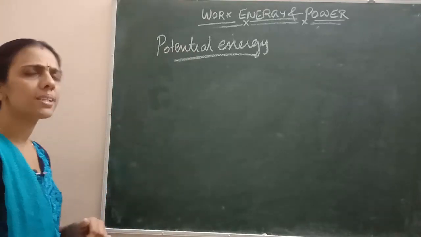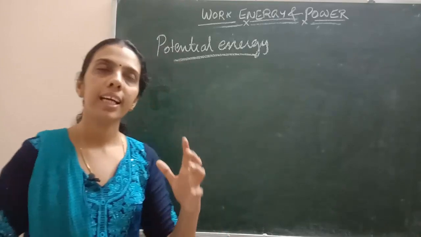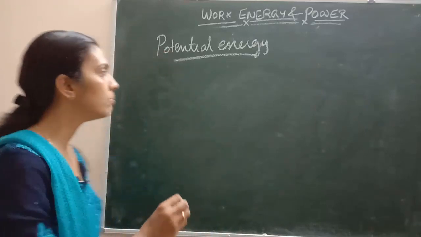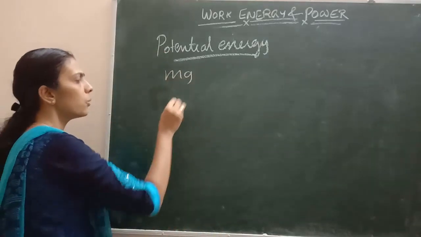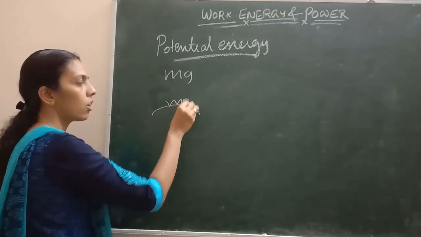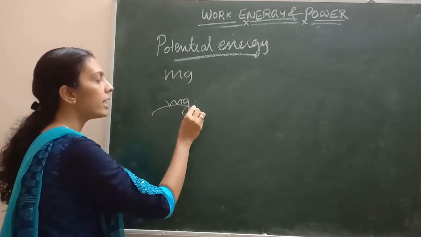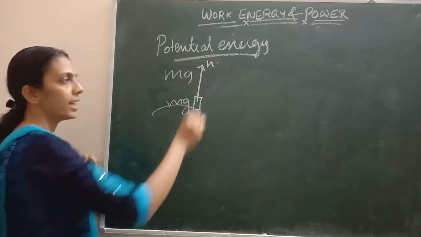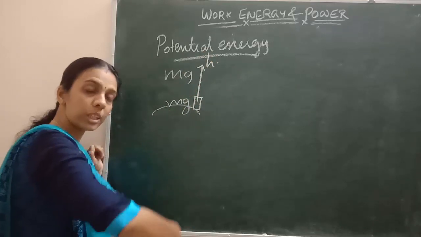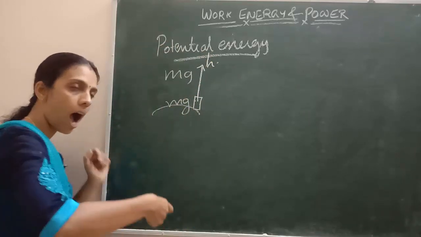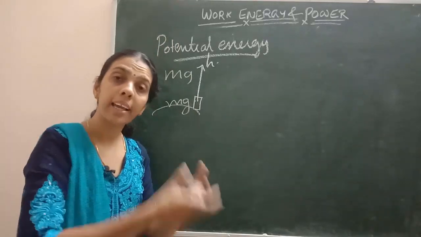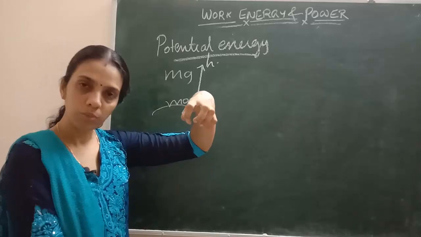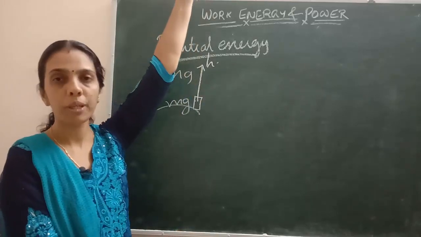So what is the concept behind this potential energy? See, Earth attracts all objects towards it with the force of mg. So on the surface we get a weight of mg. Now we are raising an object from the Earth's surface to a height h. So I am doing some work against the force of attraction. While Earth is attracting the object downwards, I am taking the object to a particular height.